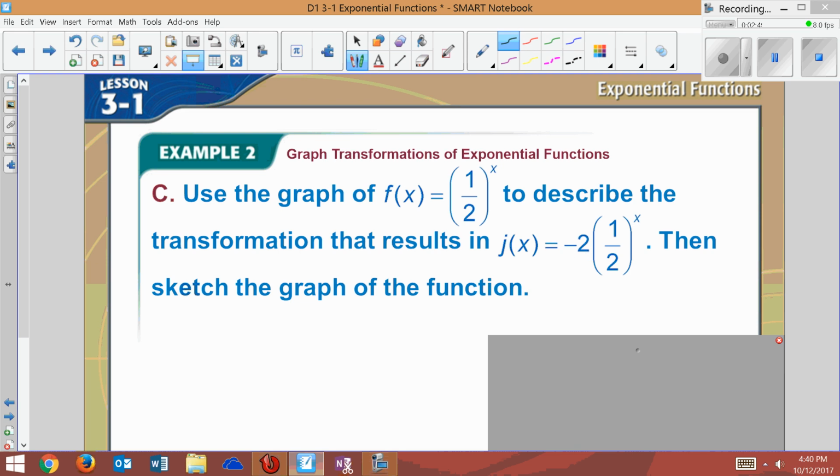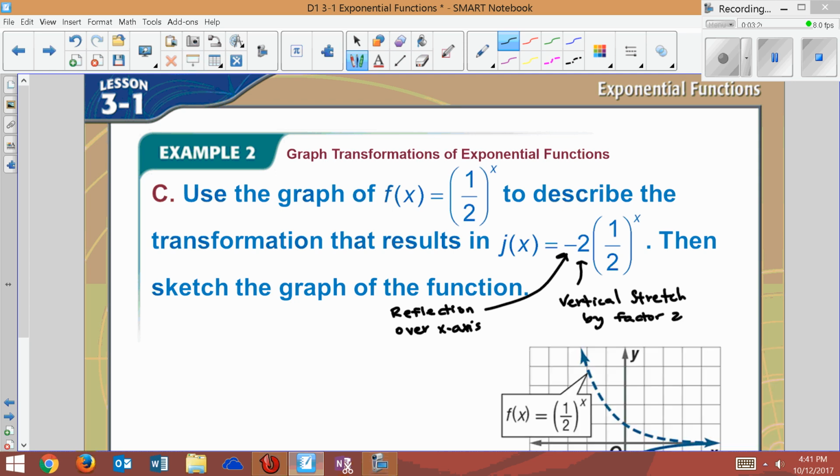This has a few different transformations. First, we have a reflection on the outside. So if it's on the outside, it's vertical. And if it's vertical, it means the top goes to the bottom and the bottom goes to the top. Which axis are you flipping over? That would be over the x-axis. This is a multiplication on the outside, so it's vertical. Anytime you multiply something by 2, it gets bigger. So it's a vertical stretch by factor 2.